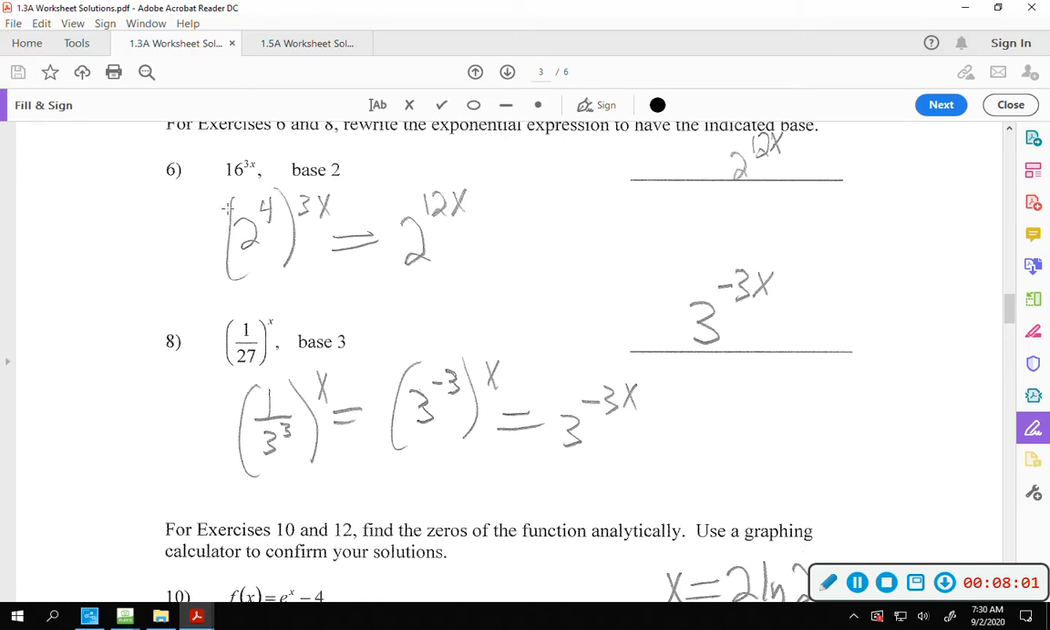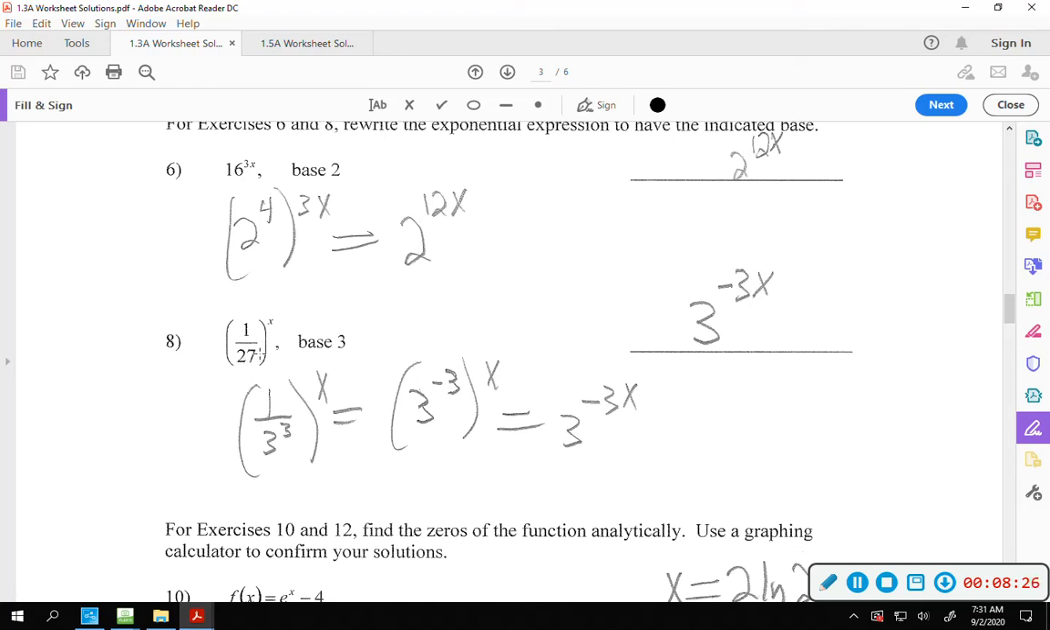So if I replace 16 with 2 to the 4th power, now I'm just going to use my exponential rules that were presented in Algebra 1, and again in Algebra 2, and again in pre-calculus. Exponent raised to an exponent, we multiply the exponents. 4 times 3x is 12x. There it is. This one is a little bit more tricky because 1 over 3 cubed.